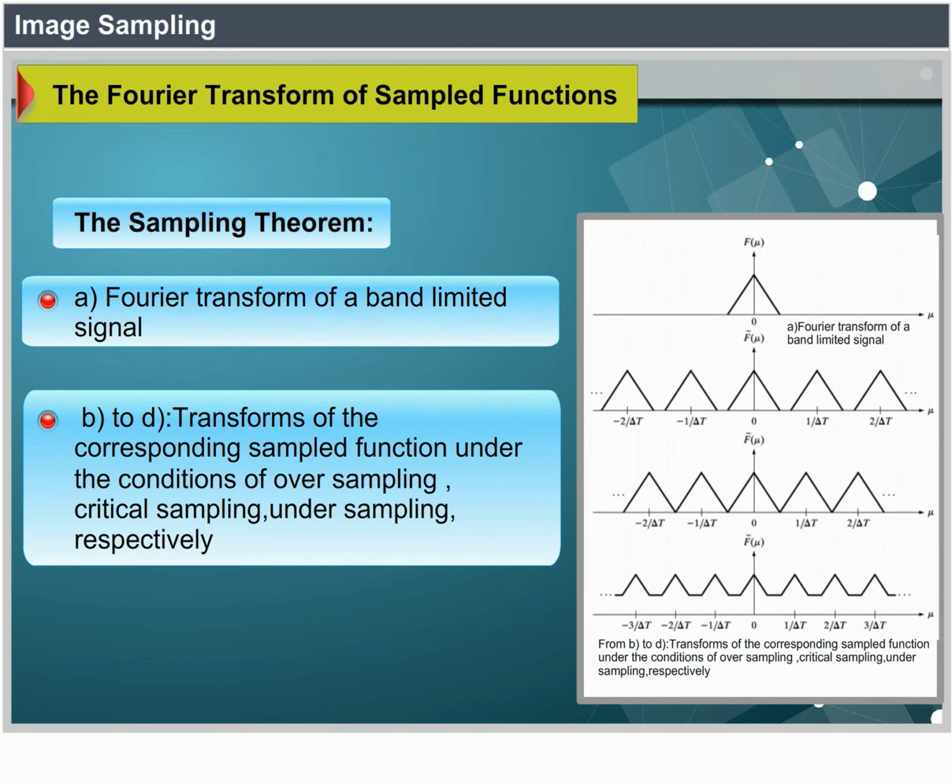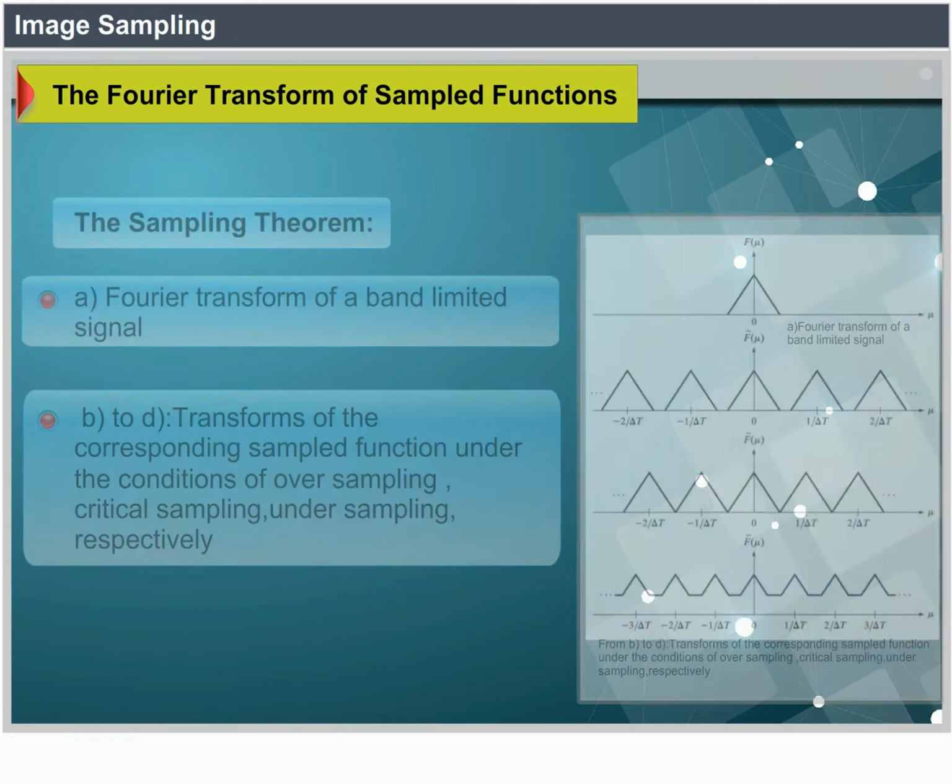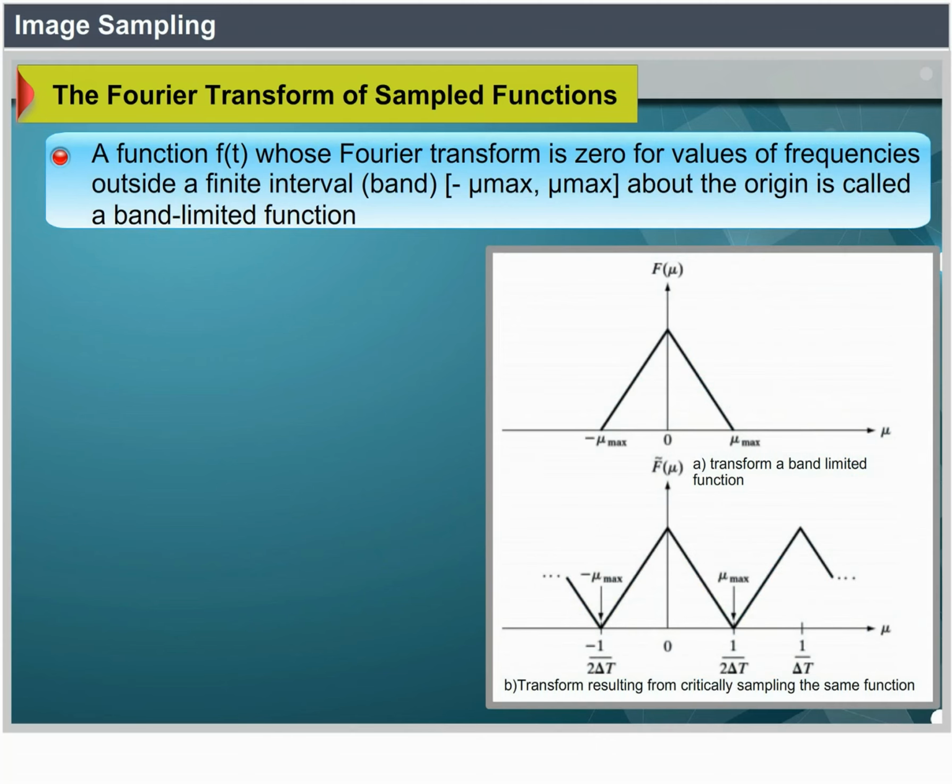Sampling theorem: a continuous band-limited function can be recovered completely from a set of its samples if the samples are acquired at a rate exceeding twice the highest frequency content of the function. The Nyquist rate representation is as shown on screen.